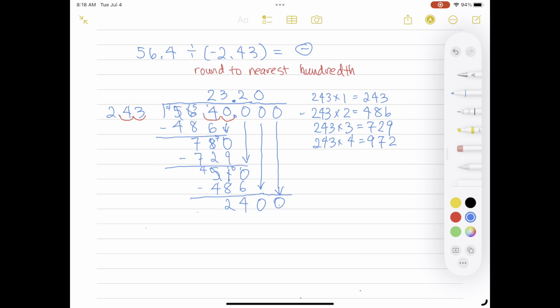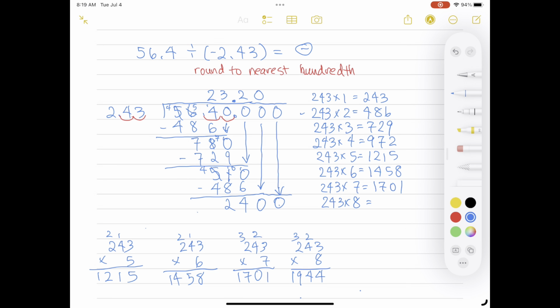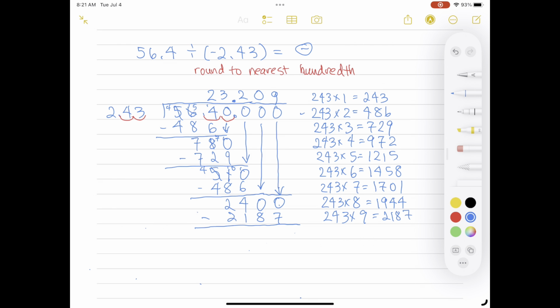243 goes into 2,400. How many times? So I calculate the remaining multiples of 243, and we find that 243 goes into 2,400 9 times. So we write 9 above the quotient line. Now we are ready to round our solution, our quotient, to the nearest hundredth. So the answer is 23.21, which means 56.4 divided by negative 2.43 is negative 23.21 when rounded to the nearest hundredth. And box your answer.